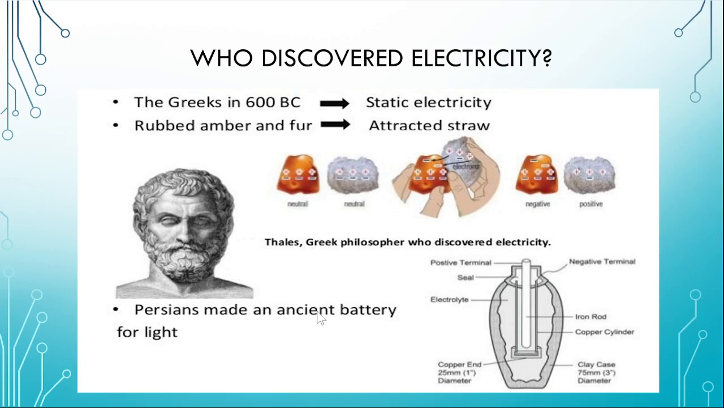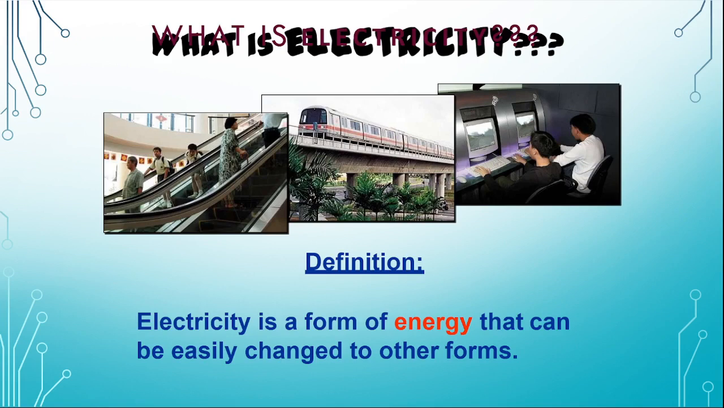Persians had even made an ancient battery which could be used for light. So it was sort of like an electric battery, right? The word electricus itself comes from amber. Amber is this orange colored stuff that the Greeks used to develop static electricity, and electricus comes from the words like amber. So what is electricity?